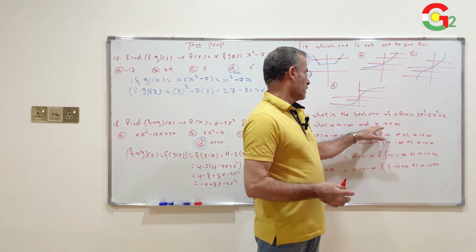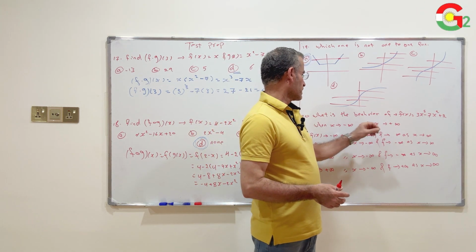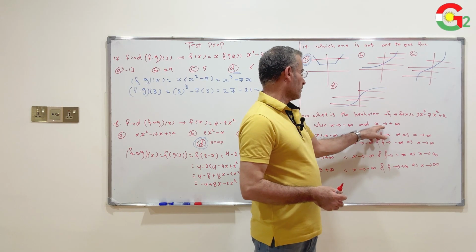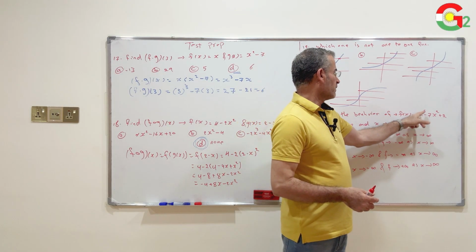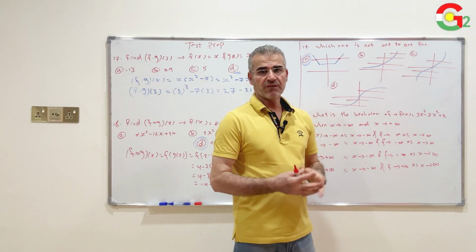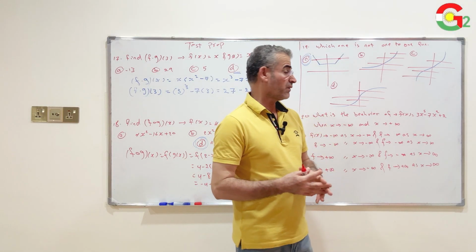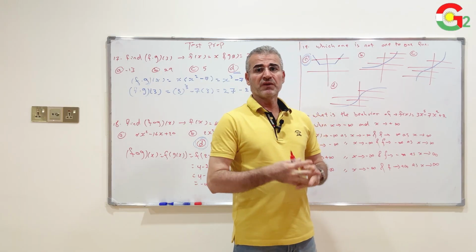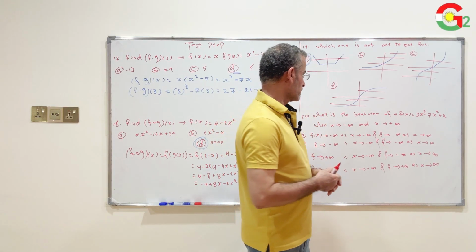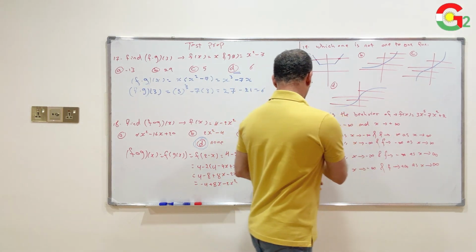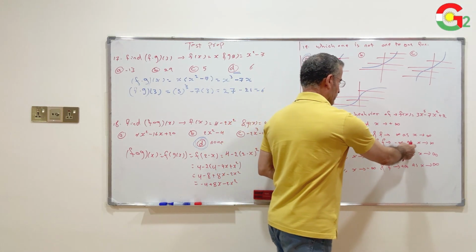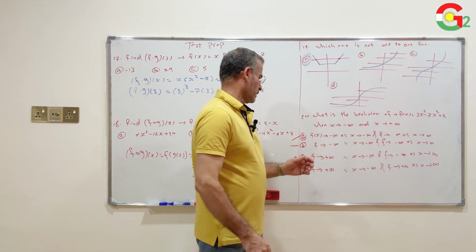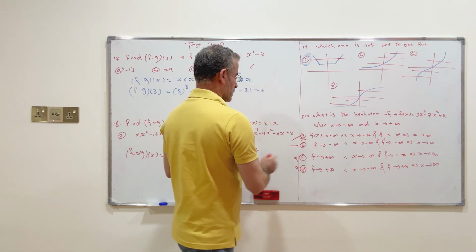Let me analyze the behavior when x tends to positive infinity. Positive infinity to the power 5 is positive infinity, times 3 is positive infinity. Then when x tends to positive infinity, f of x also tends to positive infinity. The right choice is A, because in B, when x tends to infinity, f of x tends to negative infinity. So the right choice is A.